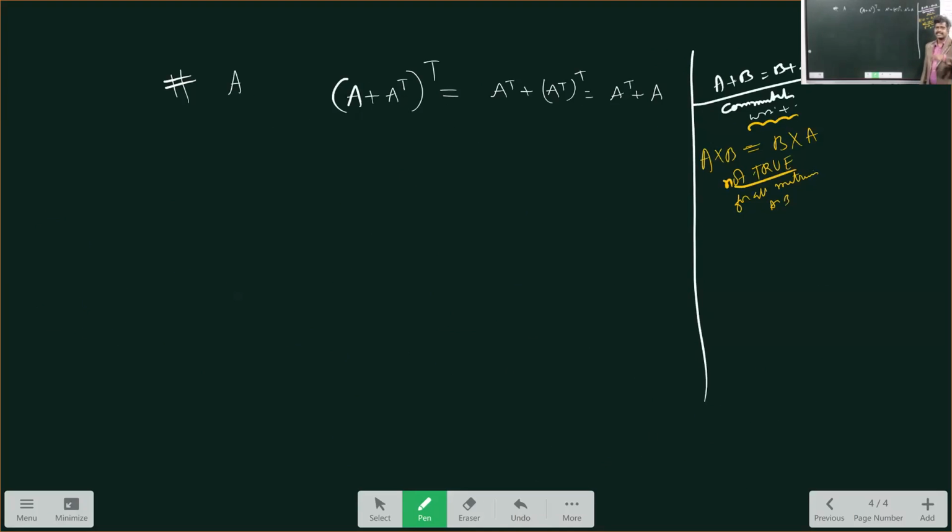So for those matrices where it is true, I call them commutative with respect to multiplication. But we cannot assure that this holds for all the matrices. So this is not commutative. It is called not commutative.